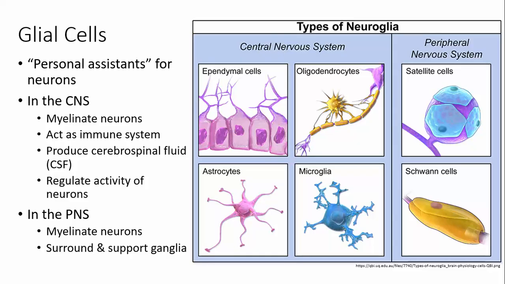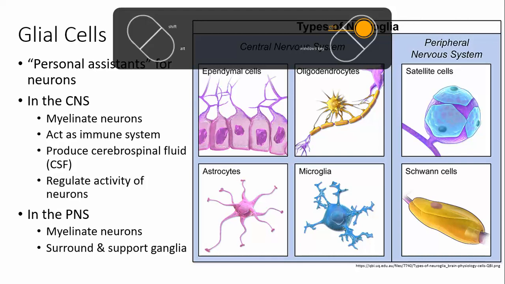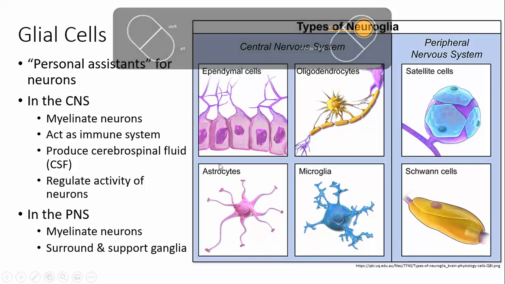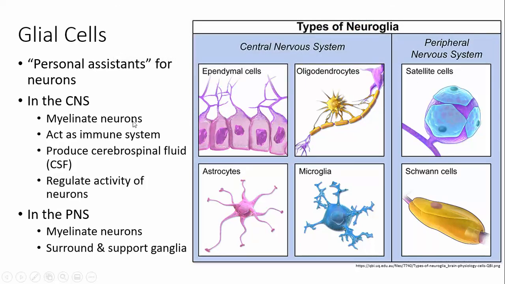So we've talked about all these neurons, but now we're going to talk about the cell type that makes up the majority of the nervous system by both volume and number of cells. Glial cells are sometimes ignored by people. They're like, oh, these are the 90% of your brain that you don't use. But that's not true. These glial cells are very important.